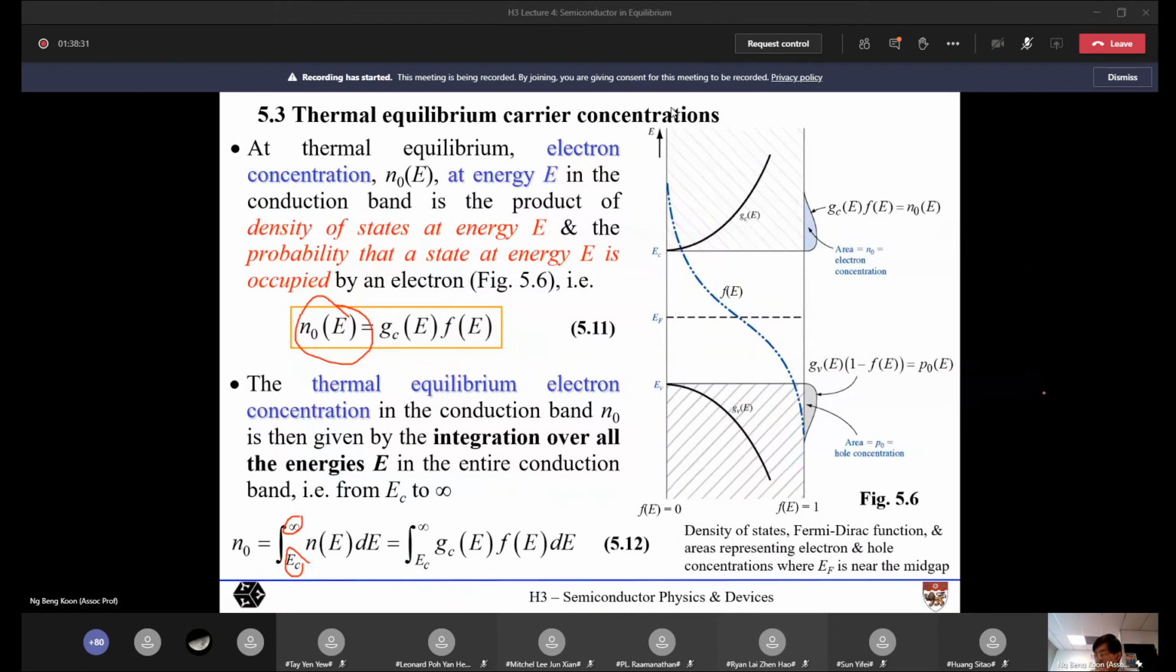If you do that, then you can find out the total number of electrons present in the conduction band. That's the mathematical way of calculating. Of course, to solve this, you need to put in the equation for the density of states and the Fermi-Dirac distribution function here, and do the integration.